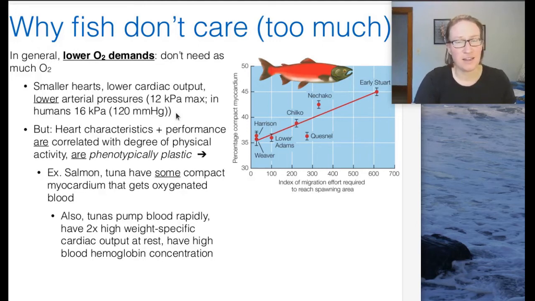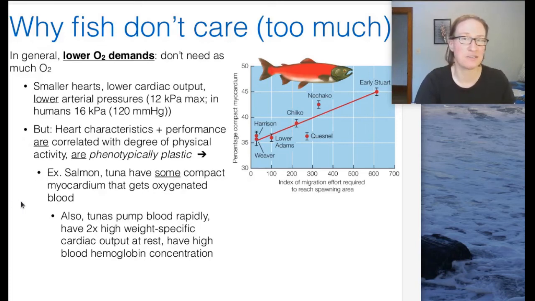And all this said and done, heart characteristics and fish physiological performance are correlated with the fish's degree of physical activity. So these things are not set in stone. They can also be phenotypically plastic. In other words, cardiac characteristics can change depending on the level of activity of the fish.